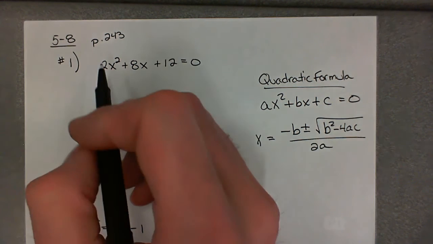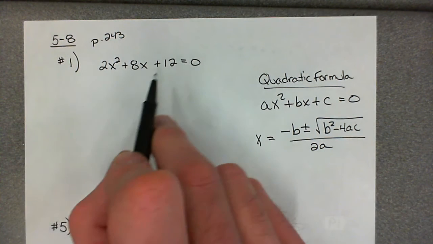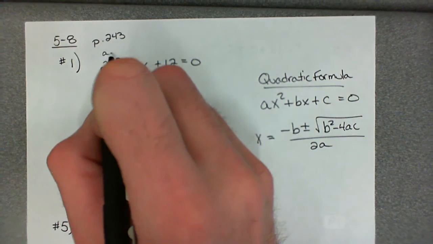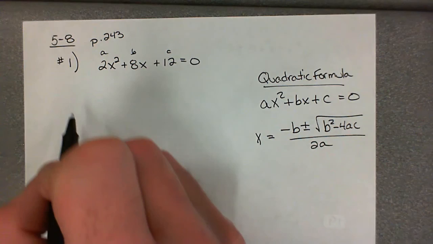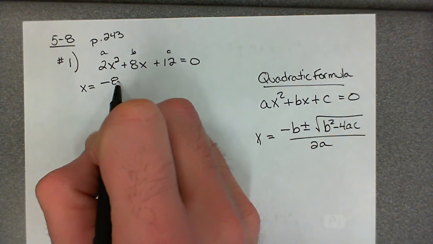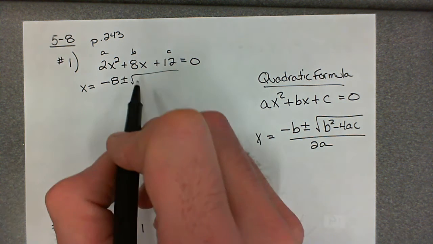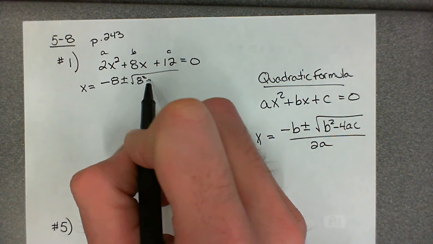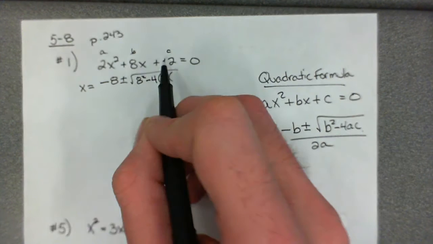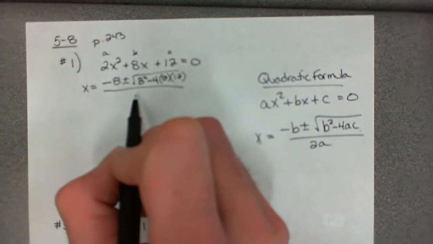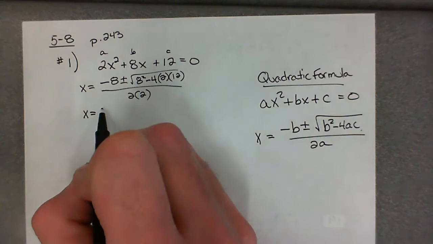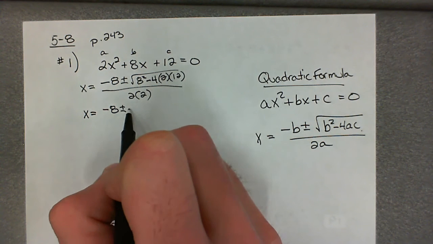Okay? So in our problem here, this is already set equal to 0, and they're in the correct order, the x squared, the x, and the whole number. So this is a, this is b, this is c. So we've got x equals the opposite of positive 8 is negative 8 plus or minus the square root of 8 squared minus 4 times a, which is 2, times c, which is 12, all over 2 times a, and a is 2.